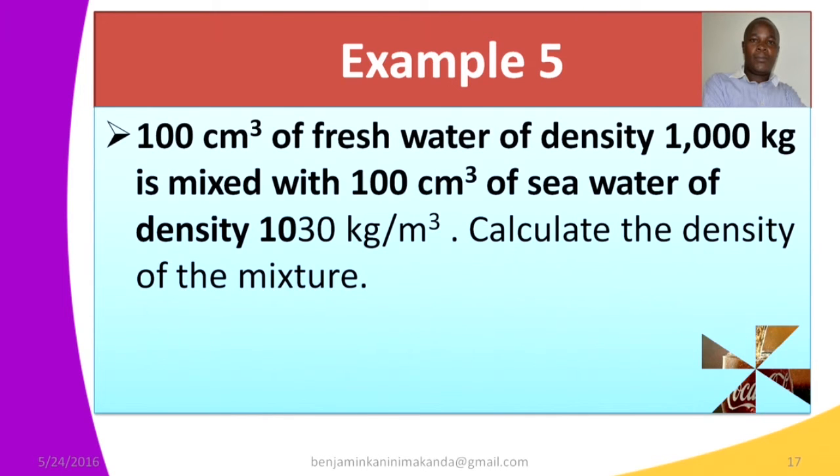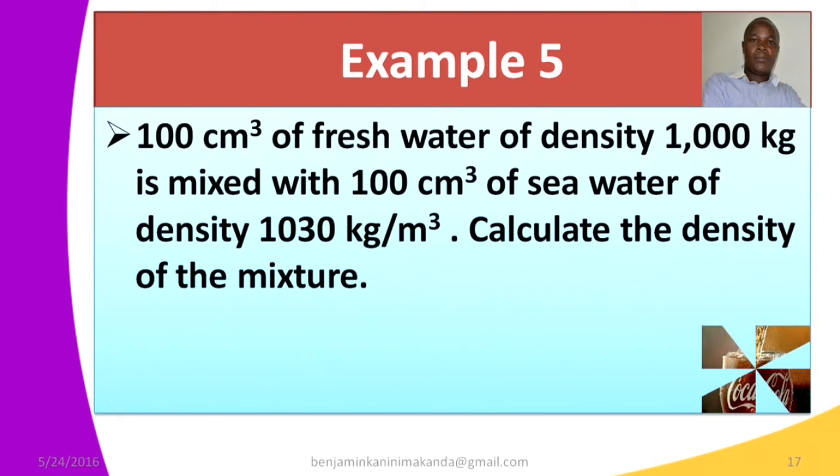100 centimeters cubed of fresh water of density 1000 kilograms per meters cubed is mixed with 100 centimeters cubed of seawater of density 1030 kilograms per meters cubed. Calculate the density of the mixture. So this is the information we have.